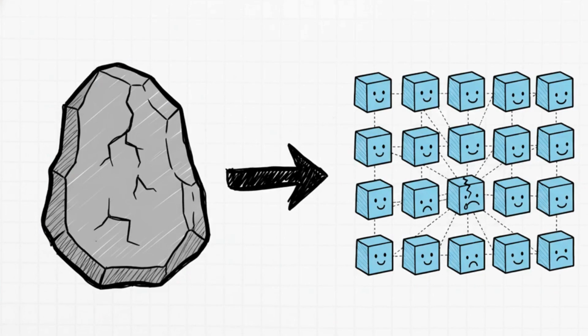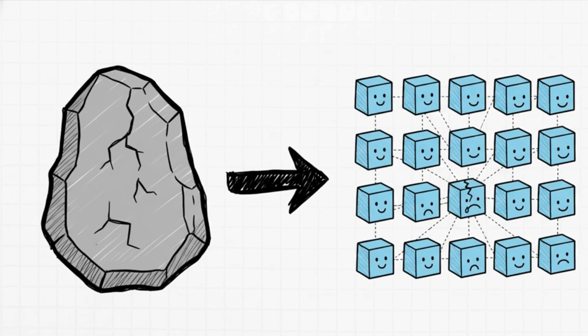So here's the crucial part. We're moving from that one big, fragile rock to a whole collection of small, resilient cubes. Each of these cubes can be updated, it can be scaled, or it can even fail without affecting any of the others. Think about it. If the payment service has an issue, your users can still browse the product catalog or read reviews. That is a huge leap in resilience.